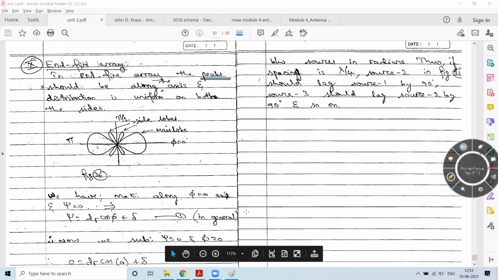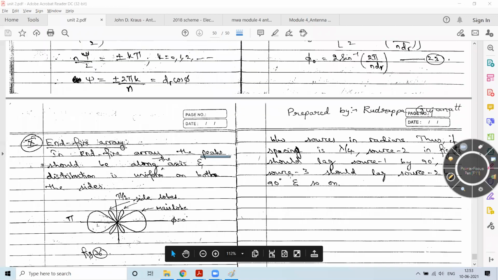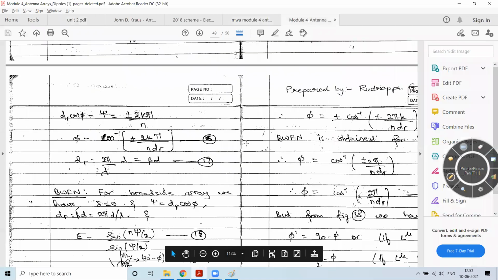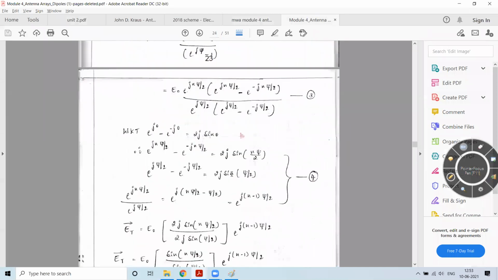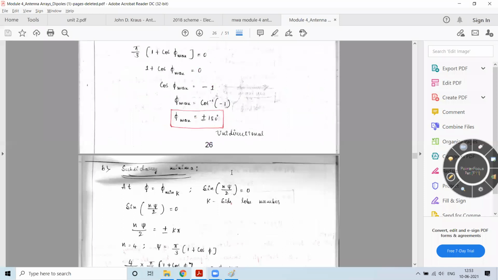So now another point to note down here is, so here we have that condition which they have specified.